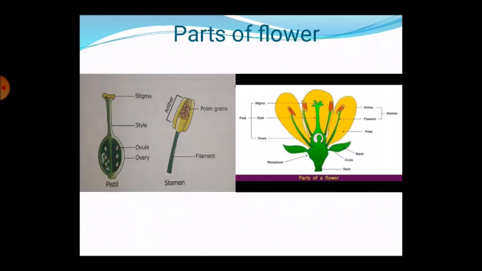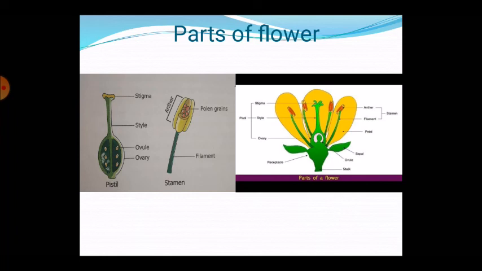Next, students, parts of a flower. A flower is the most colorful and beautiful part of a plant. The variety in size, color, texture, smell and shape of flowers found in nature is enormous. Flowers are the reproductive organs of a plant. Now we will study the parts of a flower.